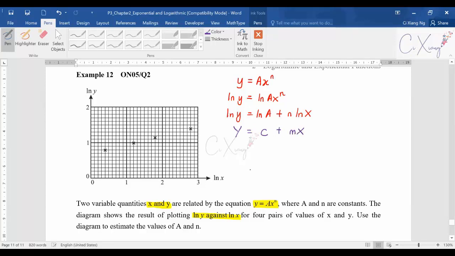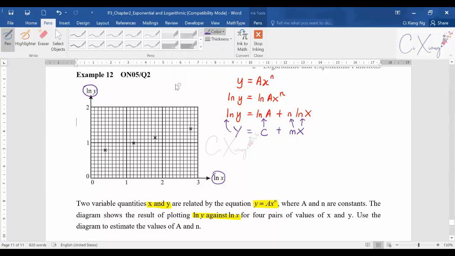For this question itself, it already tells you that the y-axis is ln y, and the x-axis is ln x. So that means you compare the x with ln x. Therefore, the y-intercept will be ln a, and the gradient will be n. So to get the values of ln a and n is very simple. You need to get the y-intercept and the gradient of this line, of this graph.